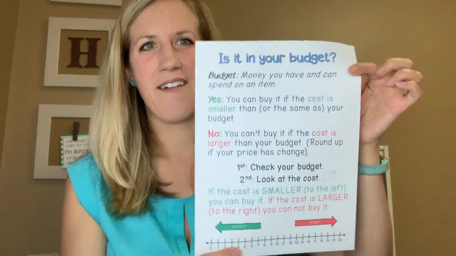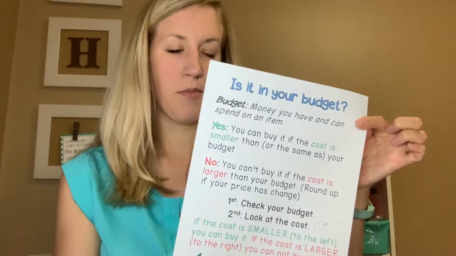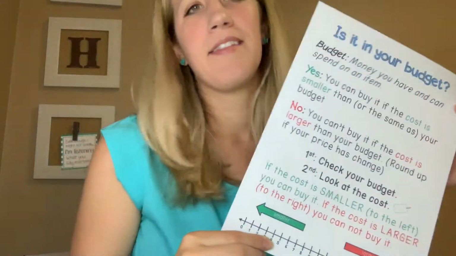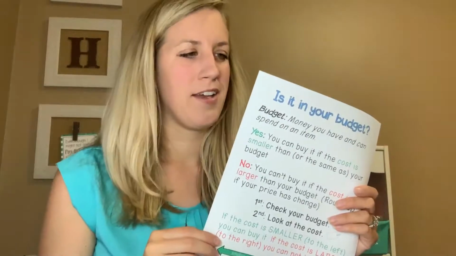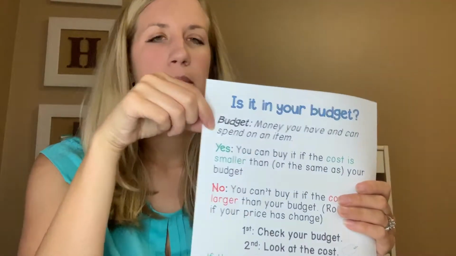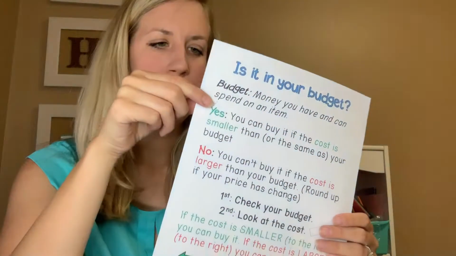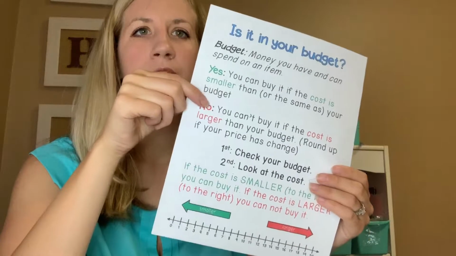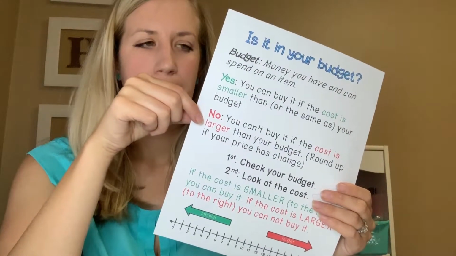So first, we have this classroom poster. You can print it out like this, or you can print it out larger. And this is great to hang up in your classroom. Students can reference it, or you can even include it in their math binders if you have one of those. So it explains that a budget is money that you have and can spend on an item. And then our visual parts are green or red based on if you have enough money or not.